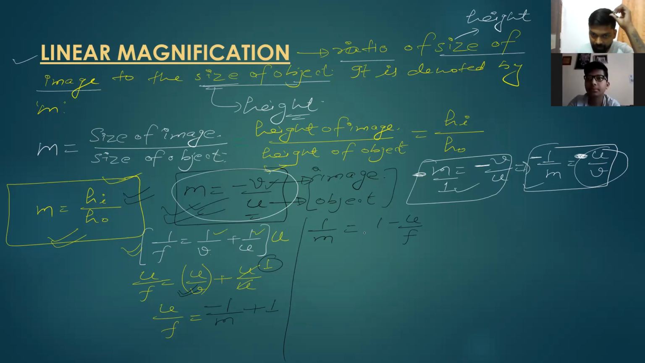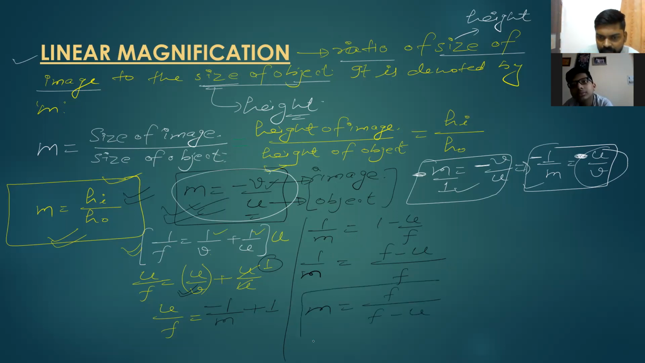So 1 upon m is equal to 1 minus u upon f. Take LCM here, so the LCM will be f. So this equation is written as f minus u. I am taking simply LCM, nothing else. Now m is equal to f upon f minus u. This is another formula and a very important formula.